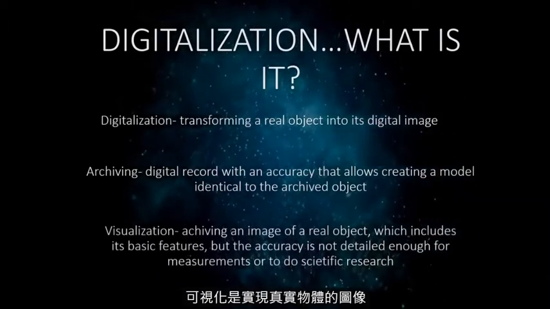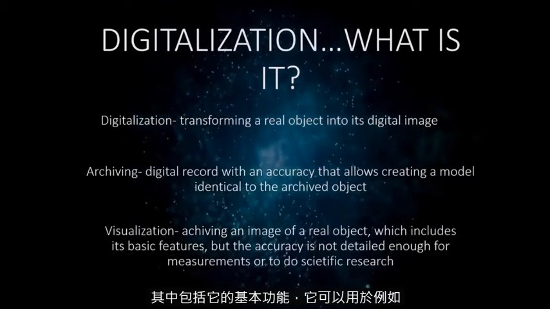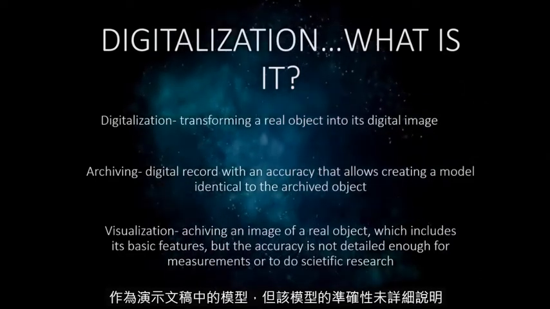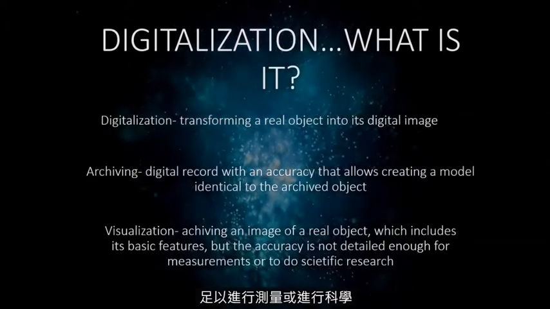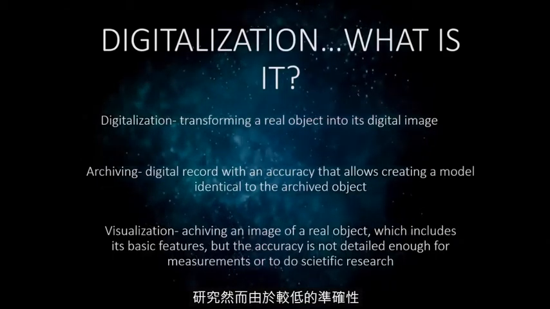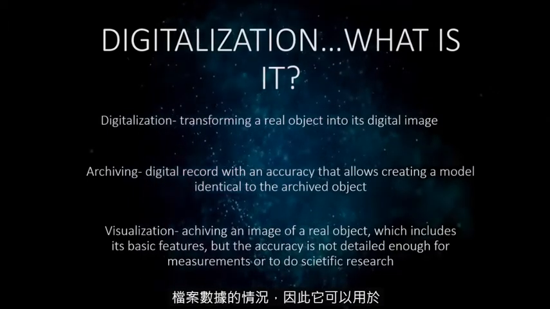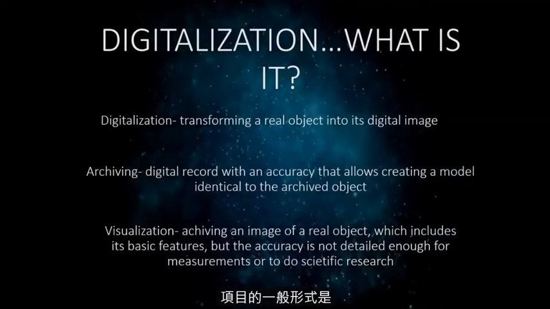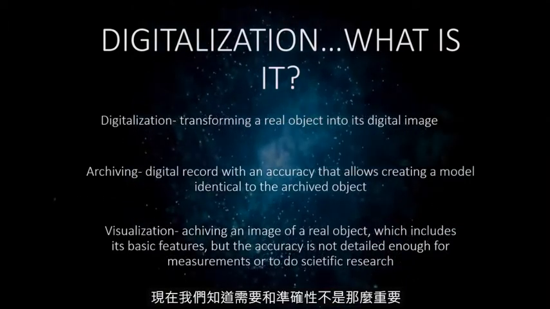Visualization is achieving an image of a real object which includes its basic features. It can be used, for example, as a model in a presentation, but the accuracy of this model is not detailed enough for measurements or to do scientific research. However, due to the lower accuracy, the size of its data is much smaller than in the case of archival data, so it can be used in projects where the general form of the object is needed and accuracy is not so important.